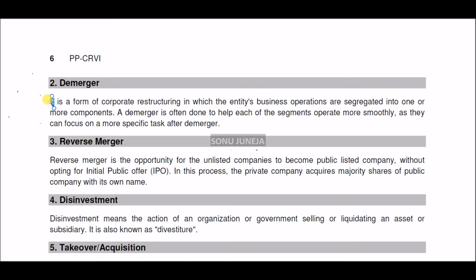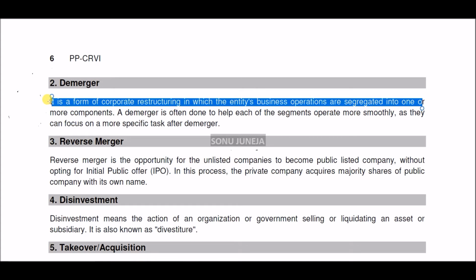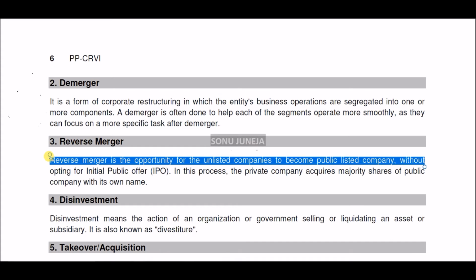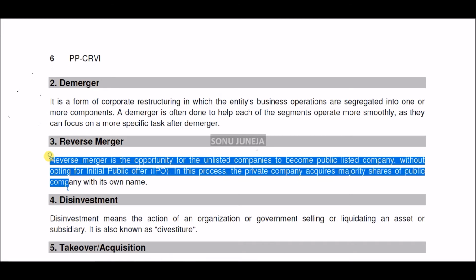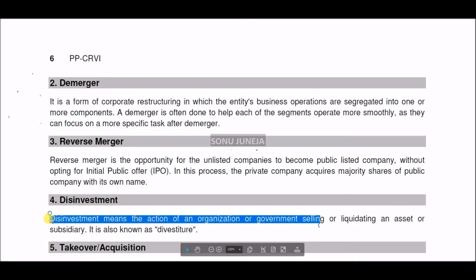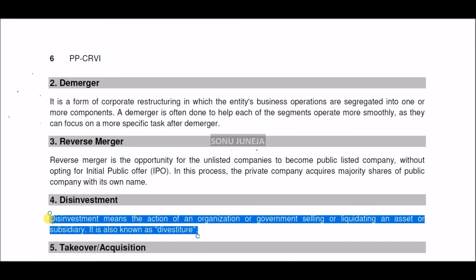Now we have the demerger. Here the business entity, instead of aggregating or joining, gets segregated into one or more components. So the demerger is often done to help each of the segments operate more smoothly, as they can focus on more specific tasks after demerger. Then we have the reverse merger. Reverse merger is the opportunity for an unlisted company to become publicly listed without opting for an initial public offer. In this process, the private company acquires a majority of the shares of a public company. Then you have disinvestment. It is the action of an organization or government selling or liquidating an asset or subsidiary. It's also known as divestiture.